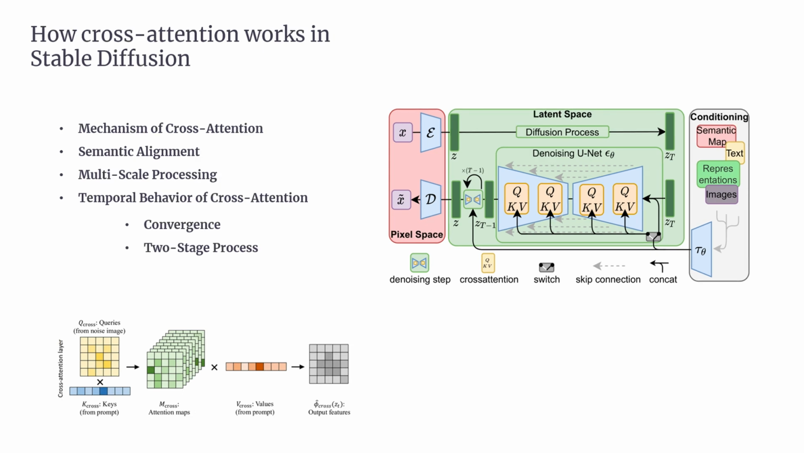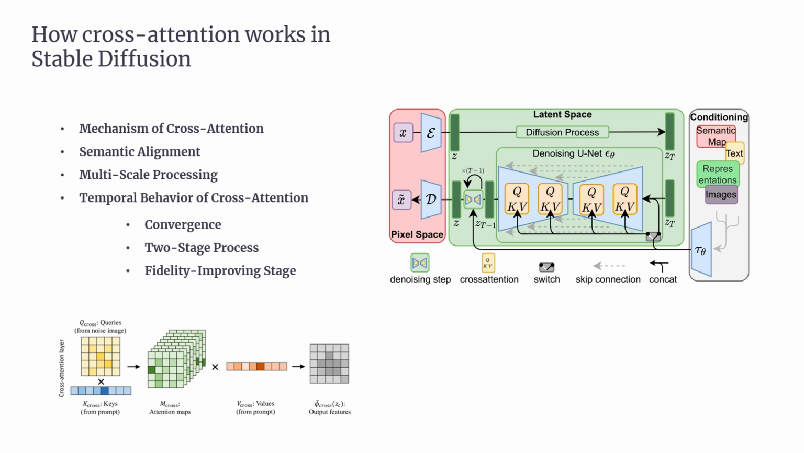2. Two-stage process. For the semantics planning stage. In the early steps of generation, cross-attention helps the model plan how to visually represent the semantics of the text, essentially figuring out what the image should look like based on the prompt. 3. Fidelity improving stage. In later steps, the model uses the previously planned semantics to refine the image, improving its visual fidelity and aligning it more closely with the text.